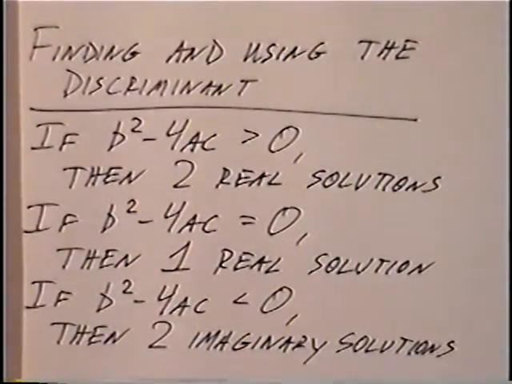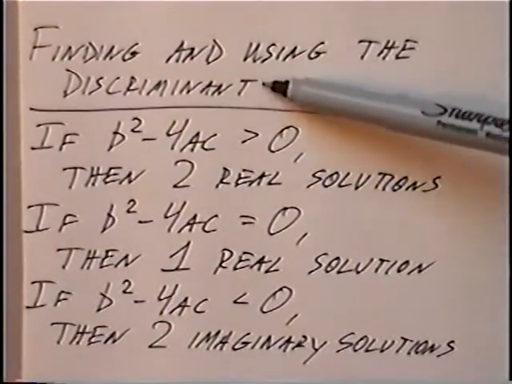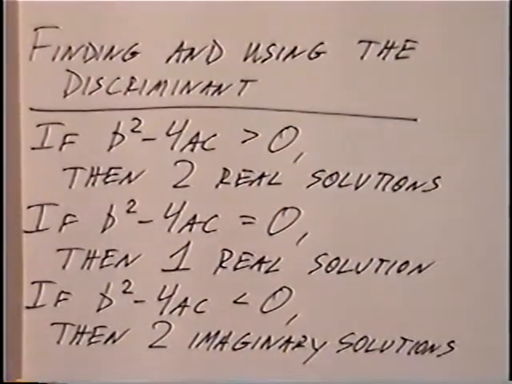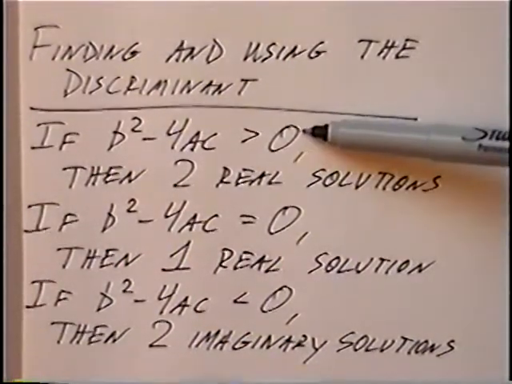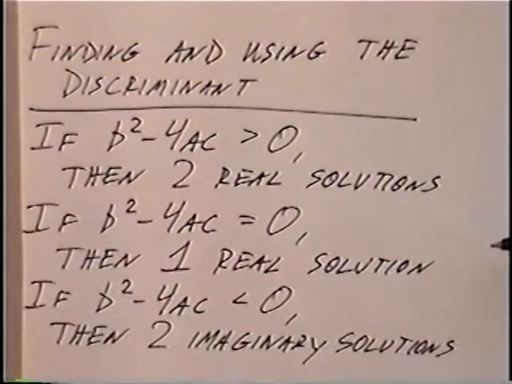Finding and using the discriminant. The discriminant is part of the quadratic formula. It is the part that's underneath the square root sign, which is b squared minus 4ac. If the discriminant, which is b squared minus 4ac, is greater than 0 or a positive number, then the equation will have two real solutions.